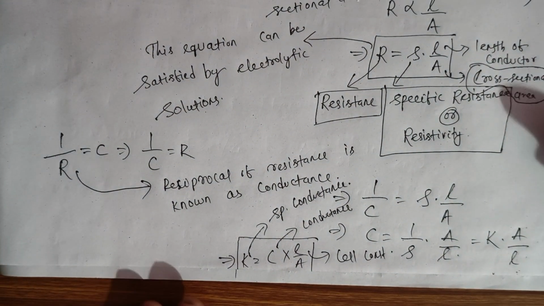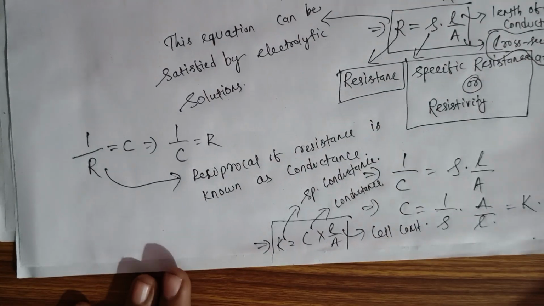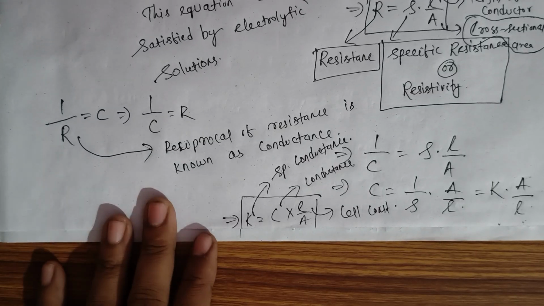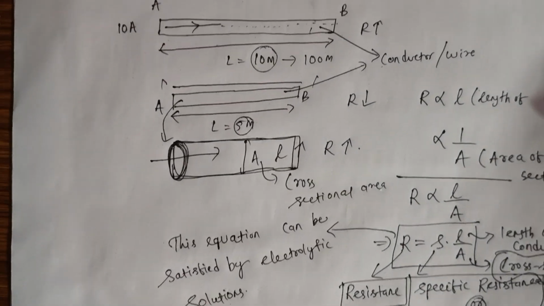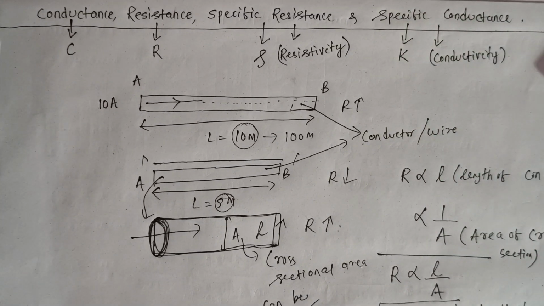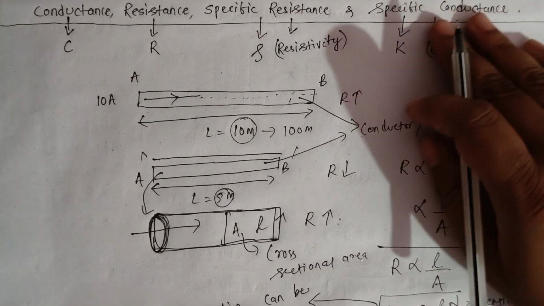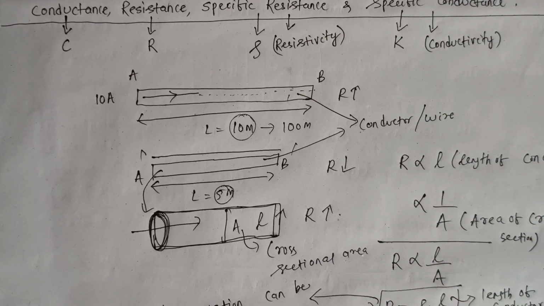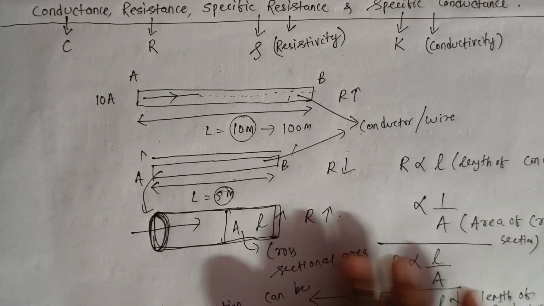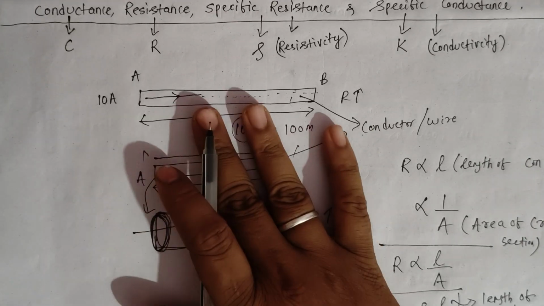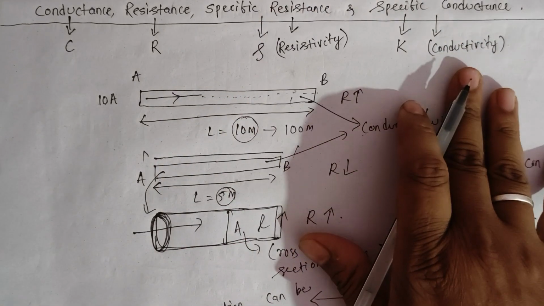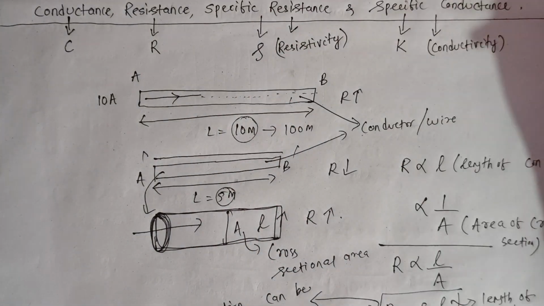I hope it is clear to all of you. It's very simple. So in this class we have just covered four terms: conductance, resistance, specific resistance, and specific conductance. Clear? Yes or no? So this is all about these four terms: conductance, resistance, resistivity, and conductivity, or specific conductance. Clear?